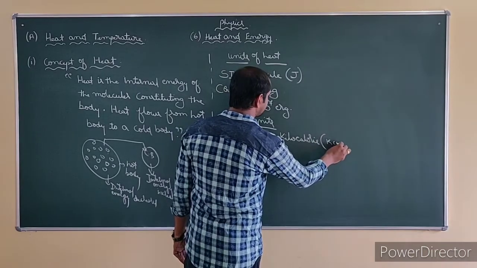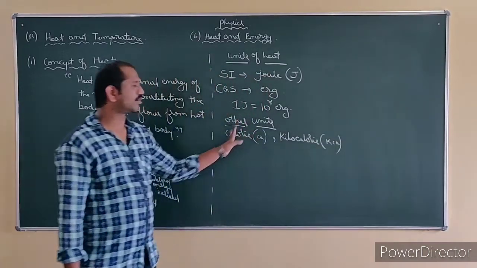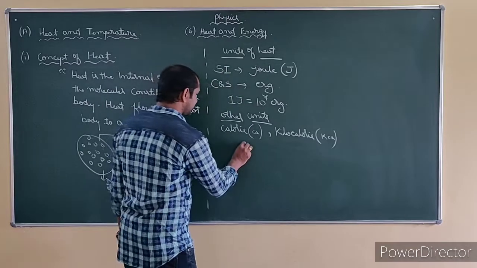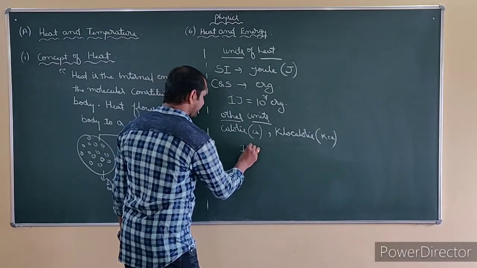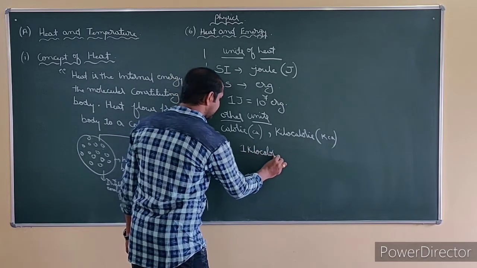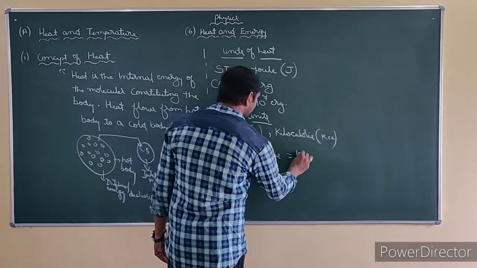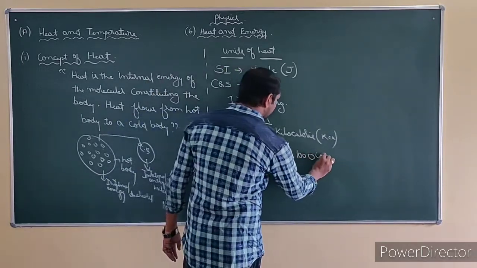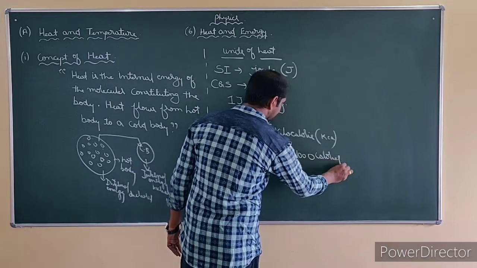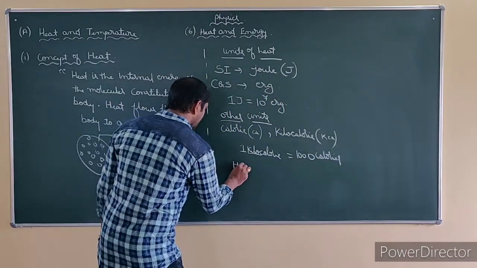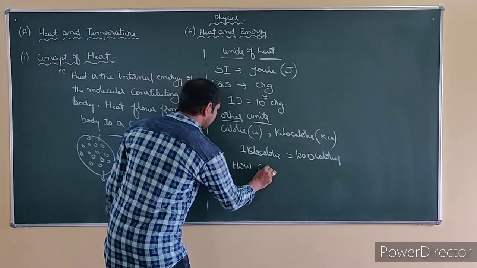Calorie and kilocalorie are units of what? Now, how kilocalorie and calorie are related: 1 kilocalorie is equal to 1000 calories, because you already know kilo means 1000.